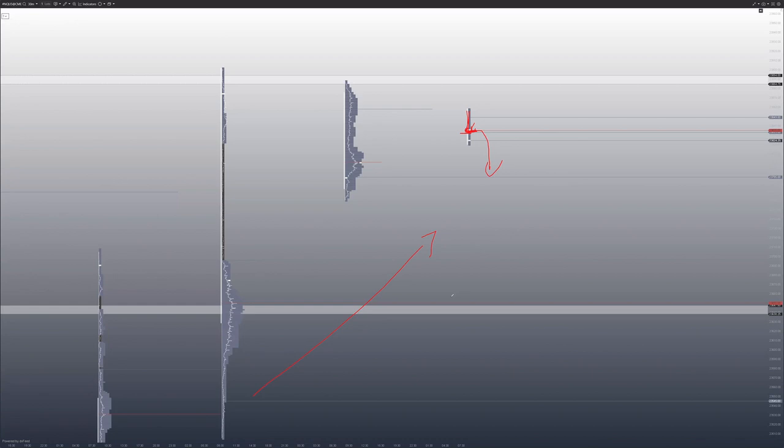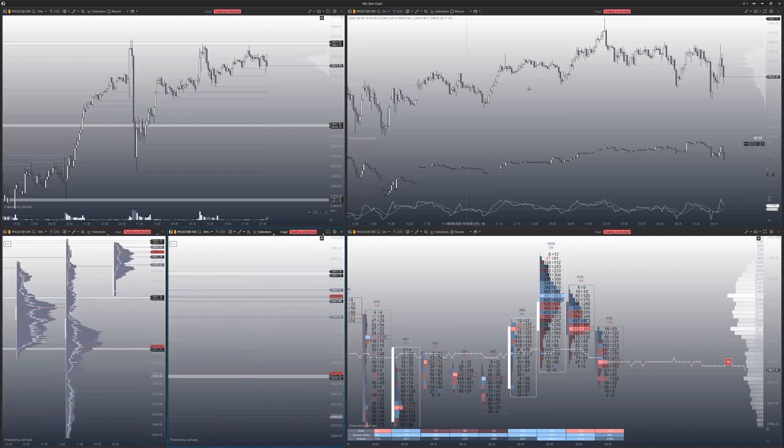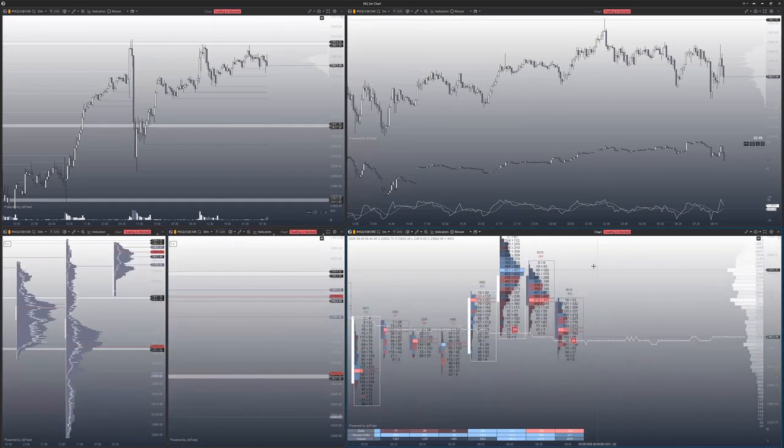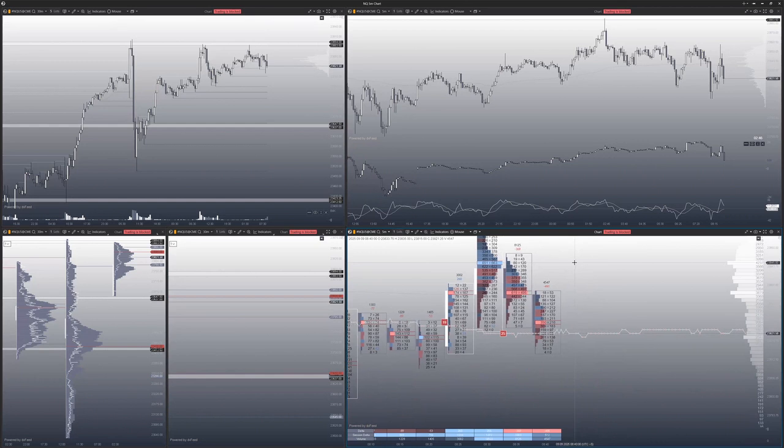The long context is still intact. Maybe it's possible that's the reverse, but on the higher time frames, the Nasdaq is long. So let's look at what's happened here. Okay, the next bar.